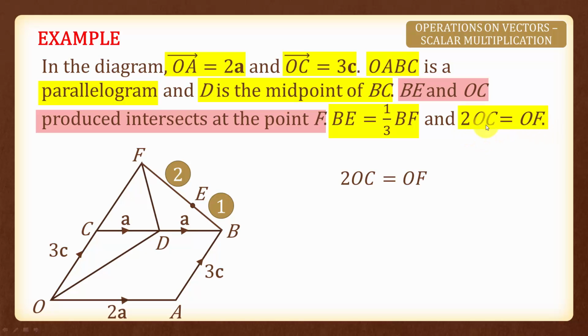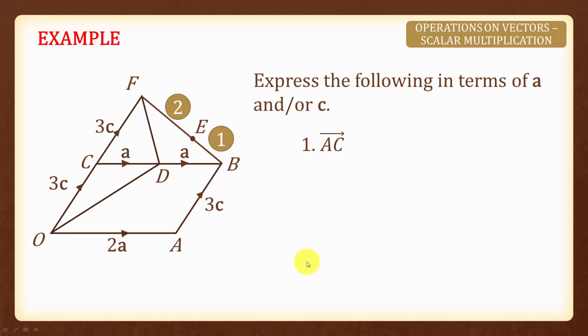Finally, we have this information of 2OC is equal to OF, and if we divide both sides by OF, after which we divide both sides by 2, we will get this. The ratio of OC to OF will be 1:2. Therefore, the ratio of OC to CF is 1:1, which also means that if OC is 3c, then CF is also 3c. Once again, we will draw the arrow to indicate the direction. Here, we have represented all the information onto the diagram.